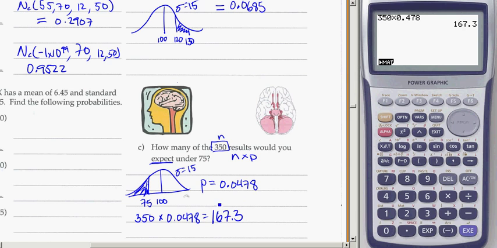167.3. And I'm just noticing I actually typed that into the calculator wrong. It should be 350 times 0.0478. That answer didn't make sense to me. So move that decimal over one. This should be 16.73. And we want to think about rounding that because these are people after all. So we might say 16 or 17 results, giving whole numbers.